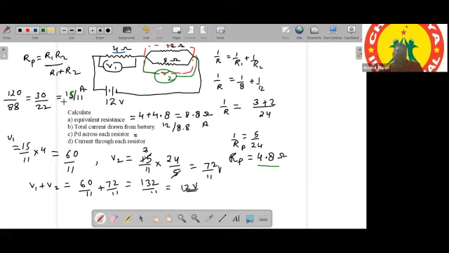I'm not rushing through it. If you are not clear, just get your concepts cleared in this. Get your concepts cleared. Okay. So any doubt?